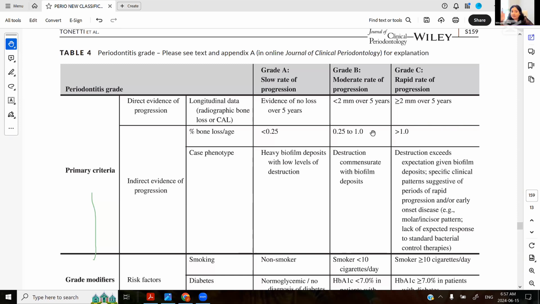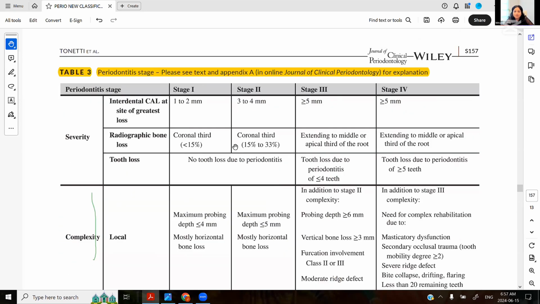And if you're not given the exact percentage of bone loss, you know that stage 1 and 2 is 15 to 30, and stage 3 and 4 is more than 50. Does that make simple sense? So you don't even have to be given that percentage of bone loss in the history. You can get that idea from the OPG, and you have that criteria in the table. In the table, right?